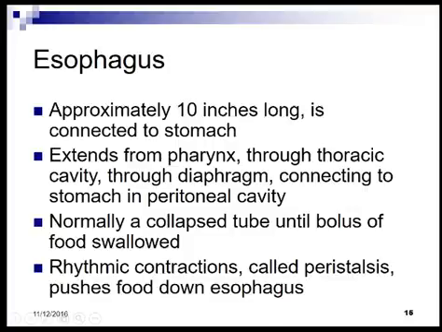The esophagus is approximately 10 inches long, and it connects to the stomach. It extends from the pharynx through the thoracic cavity behind the trachea, goes through the diaphragm, and connects to the stomach in what's known as the peritoneal cavity. Normally a collapsed tube until the bolus of food is swallowed. So it just kind of relaxes and doesn't take up a lot of space when you're not eating. There are rhythmic contractions called peristalsis that helps push food down the esophagus.